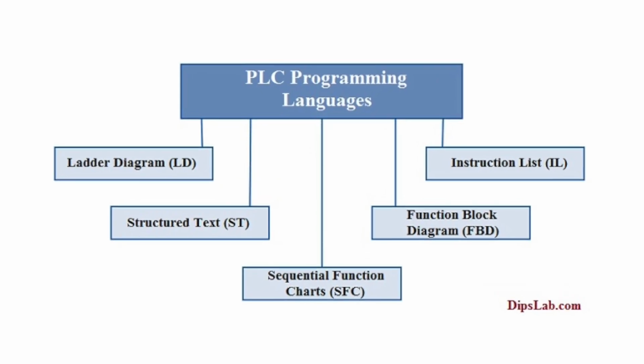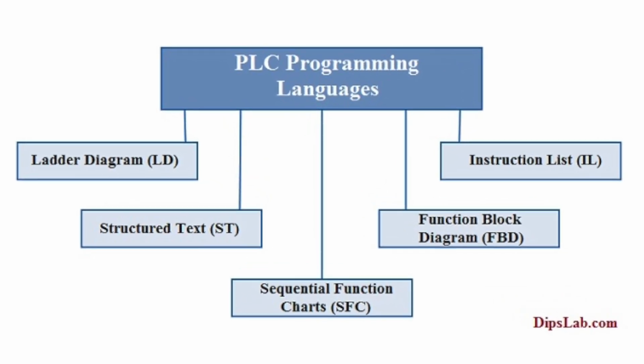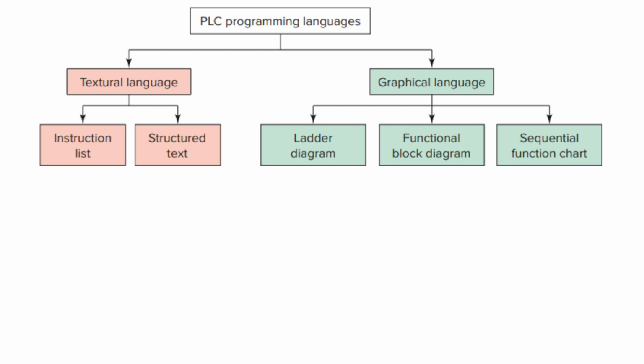So let's start with the PLC programming languages. The PLC programming languages are standardized under the IEC 61131-3 standard, which defines the 5 main types of programming languages. These languages offer different ways of programming PLCs, catering to various levels of complexity and user preference. Here are the 5 main types.